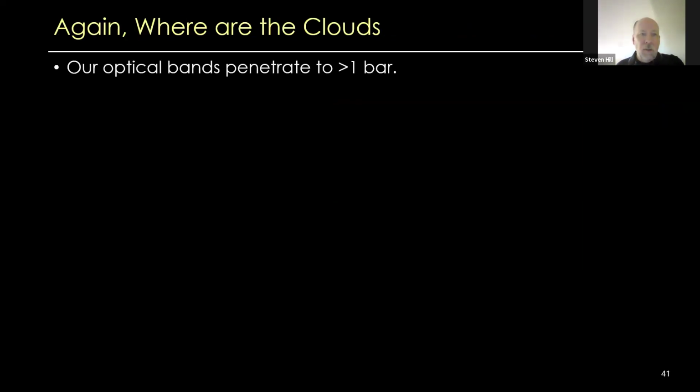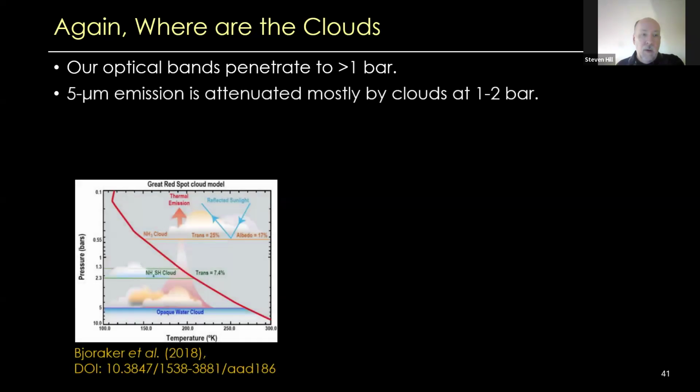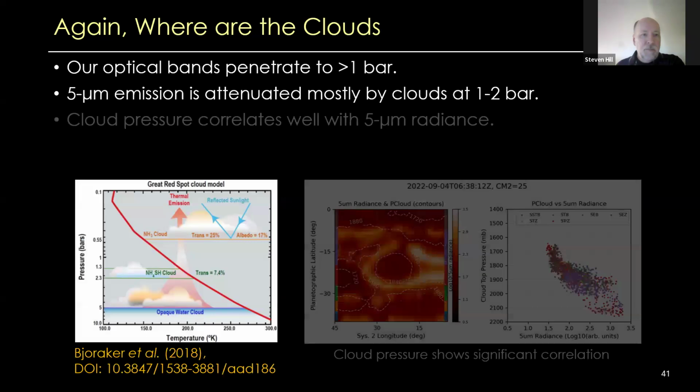Then we can look at this a little bit more quantitatively. We know that our optical band method is penetrating to greater than 1 bar. We also know that 5-micron emission is attenuated mostly by clouds at 1 to 2 bar, as shown in this plot, which is really focused on the Great Red Spot, but is assumed to be generally true, that that's where the major absorption is coming from.